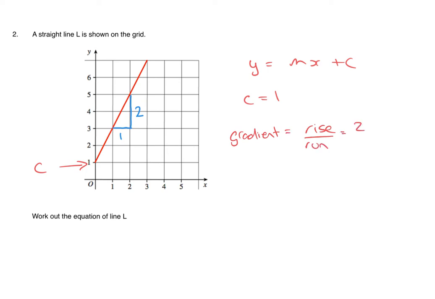The rise is 2, the run is 1, 2 divided by 1 is 2, so m, the gradient, is equal to 2. So the equation of the line will be y equals 2x plus 1. The 1 is the intercept from here, and the 2 comes from the gradient here.